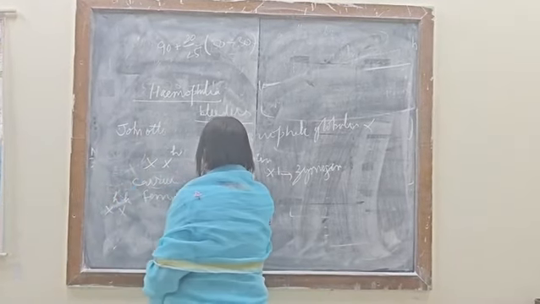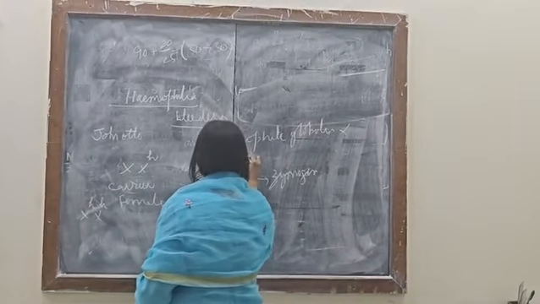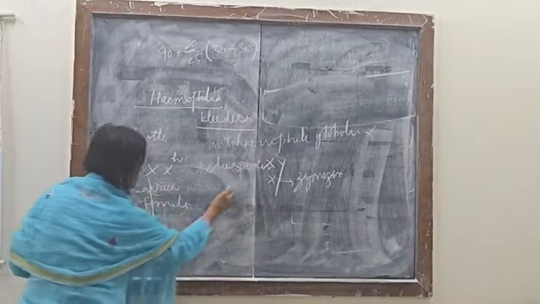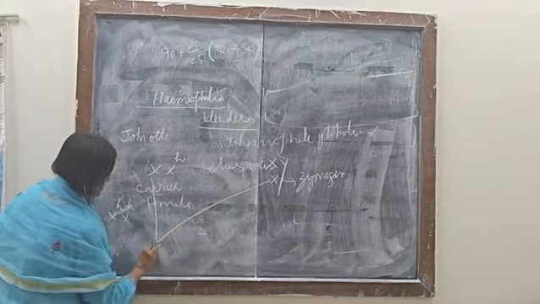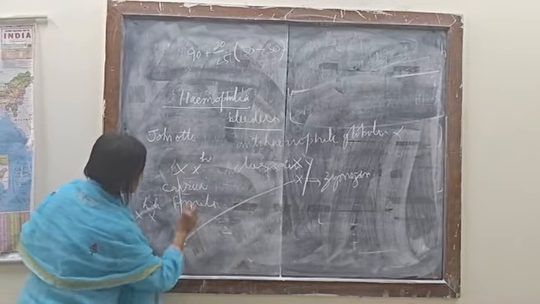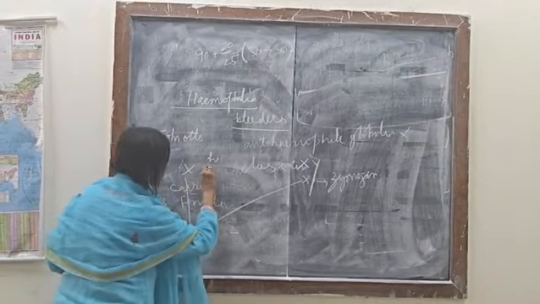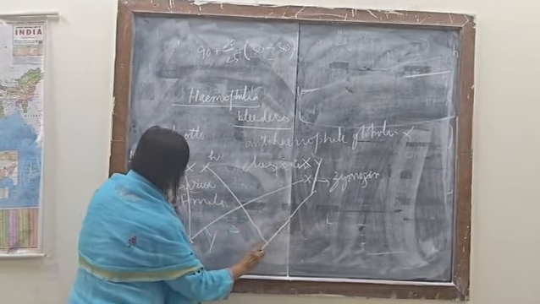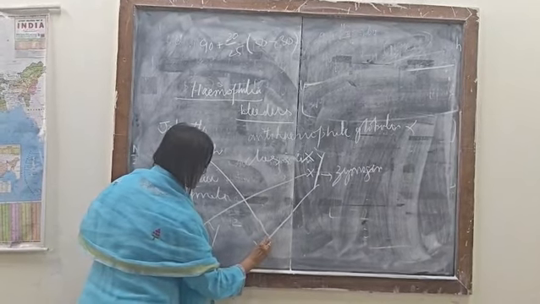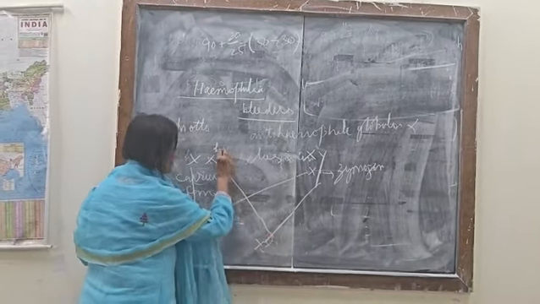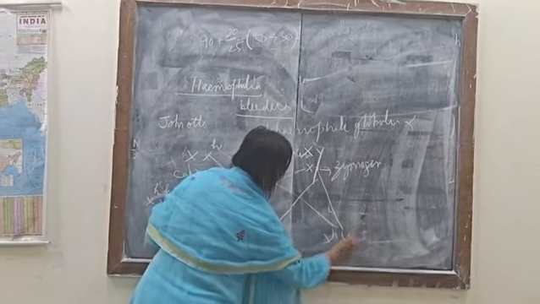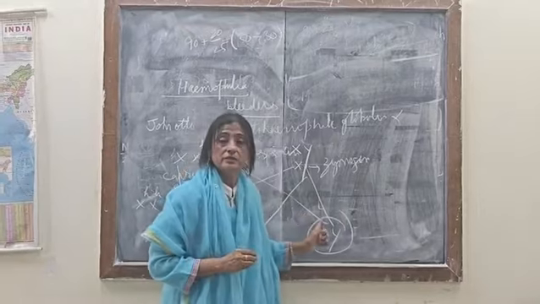It is crossed with XY, a normal male. So making the cross: X, Y, X X^h carrier, and X^h Y. This boy is the sufferer.